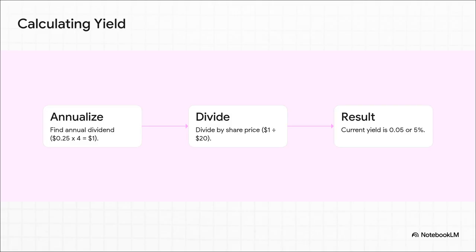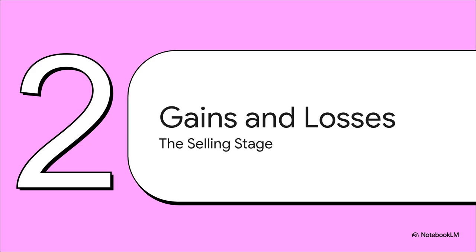Let's actually walk through a classic example to see how this builds step by step. Let's say ABC Corporation pays a 25-cent quarterly dividend, and the stock is currently trading at $20 a share. Step 1, we dodge that trapdoor. We take that 25-cent quarterly dividend and multiply it by 4. That gives us our true annual dividend of $1. Step 2, we take that $1 of annual income and divide it by the current share price, which is $20. 1 divided by 20 gives us 0.05. And finally, step 3, we just convert that to a percentage, so we end up with a beautifully clear 5% current yield. Easy, right?